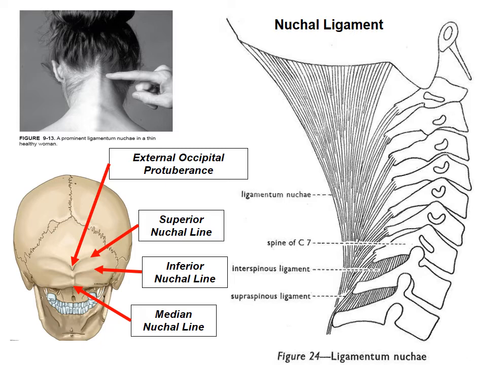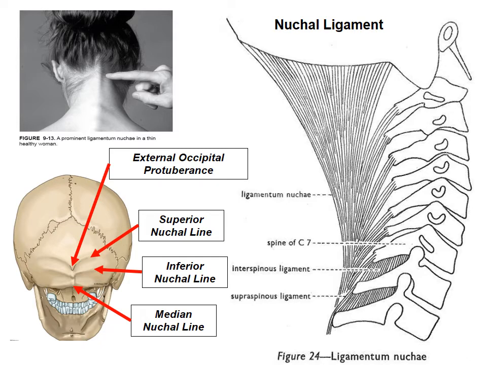This is a continuation of the supraspinous and, to a degree, the interspinous ligament, up past the cervical spinous processes and then up onto the back of the skull. On the skull, it attaches to a couple of features I've pointed out on the bottom left picture, the external occipital protuberance and along the median nuchal line, sometimes also called the external occipital crest.